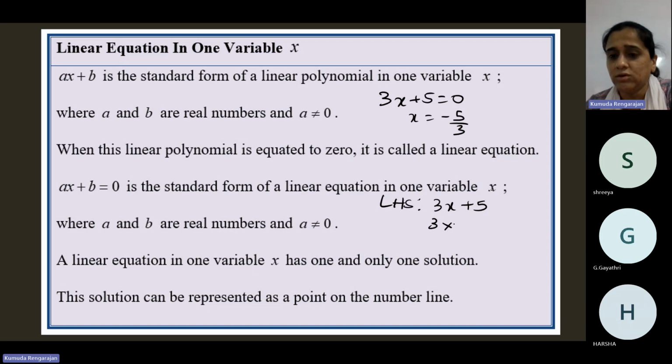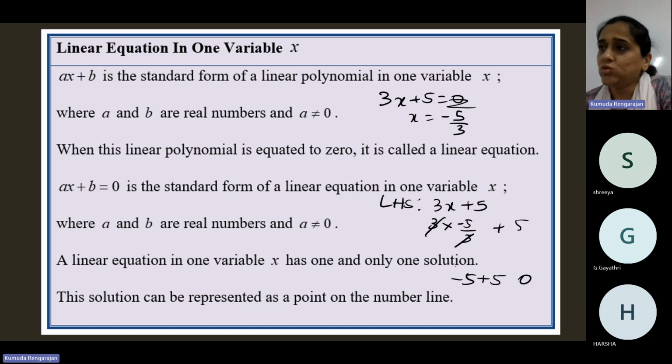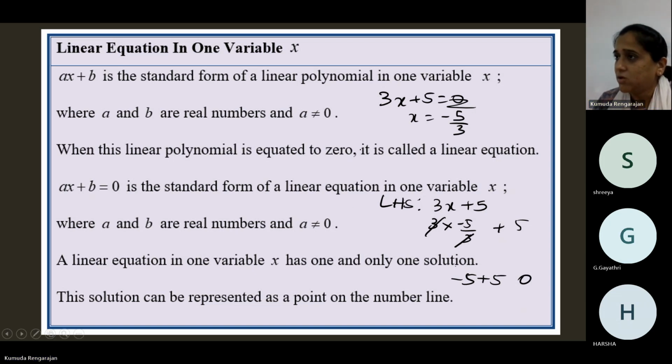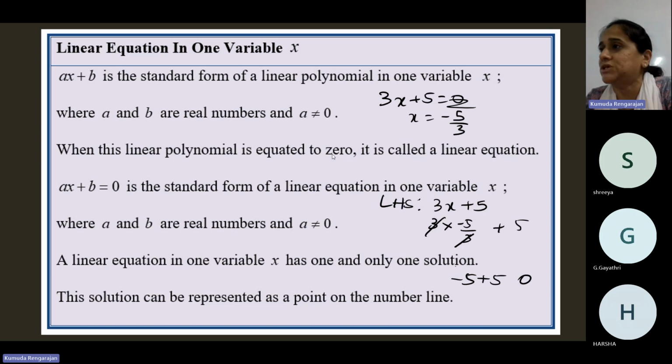So it is 3 into minus 5 by 3 plus 5, right? So 3 cancels. So we have minus 5 plus 5, which is 0. And that's the RHS. So when you use the value of x as minus 5 by 3 in the LHS, we get the RHS as the answer. When you substitute x is equal to minus 5 by 3 in the LHS, you get 0, and that's the RHS. So this means that minus 5 by 3 satisfies the linear equation.